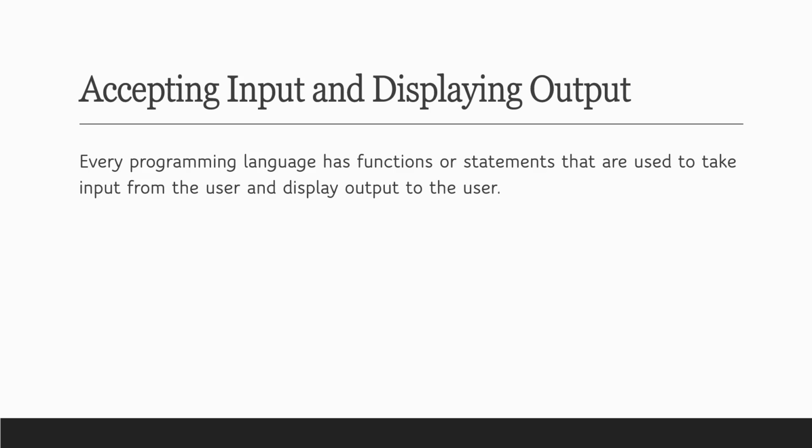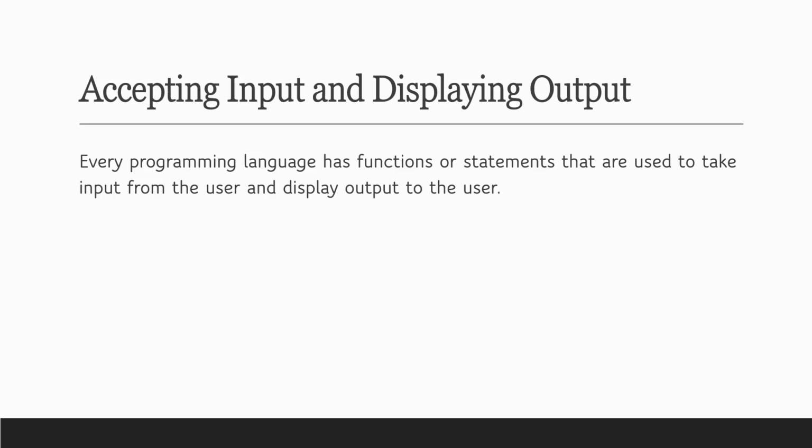Now coming to accepting input. To accept input, we typically use a function that prompts the user to provide data. The input can vary based on the data type, like strings, integers, or floats, and the function returns the entered value. The value is then stored in a variable for later use in the program.